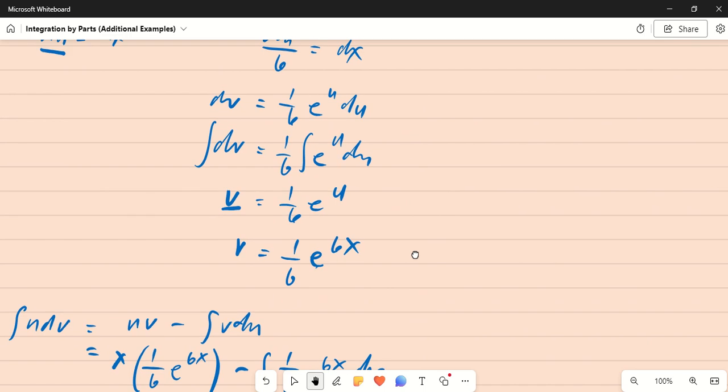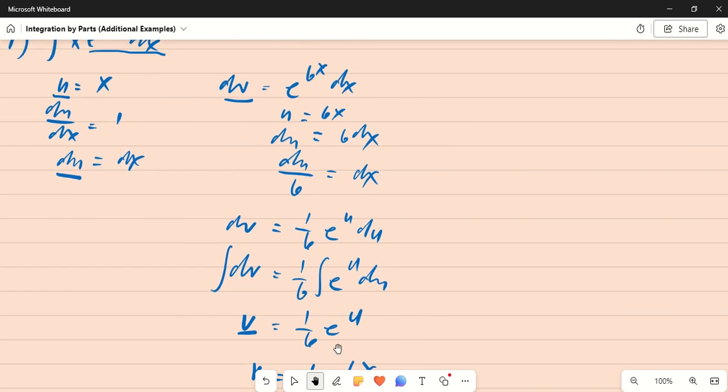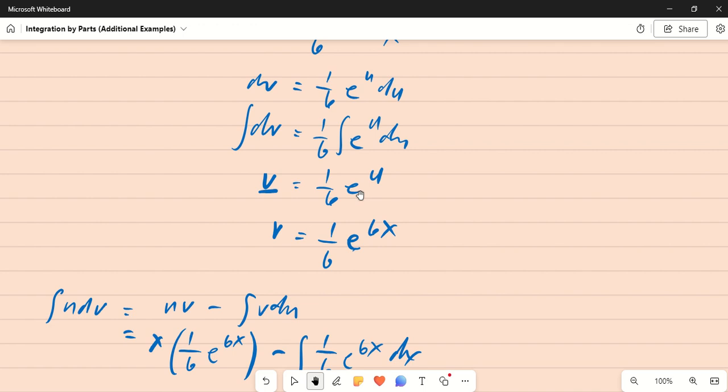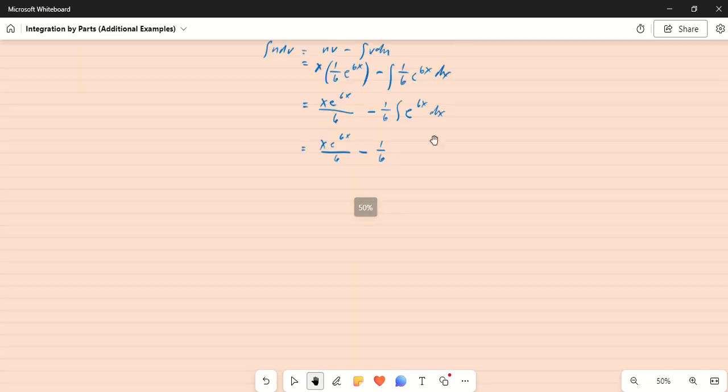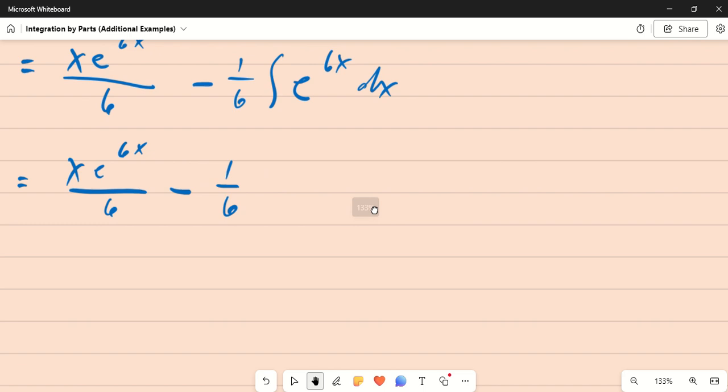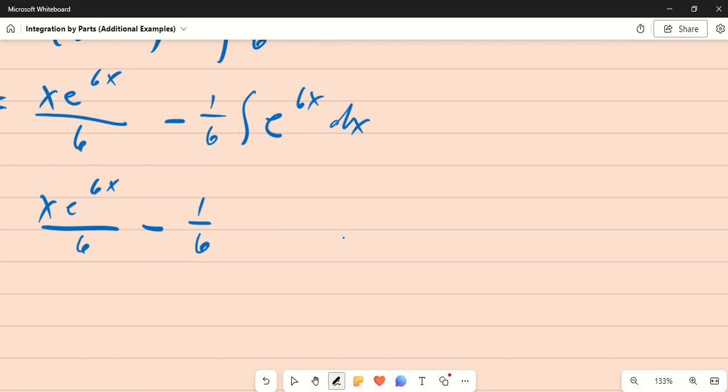So the integral of e raised to 6x is 1 over 6 e raised to 6x. So we can write it here that the integral of e raised to 6x is 1 over 6 e raised to 6x, and then we will be adding the arbitrary constant c here. You use substitution here in getting the integral of e raised to 6x dx.